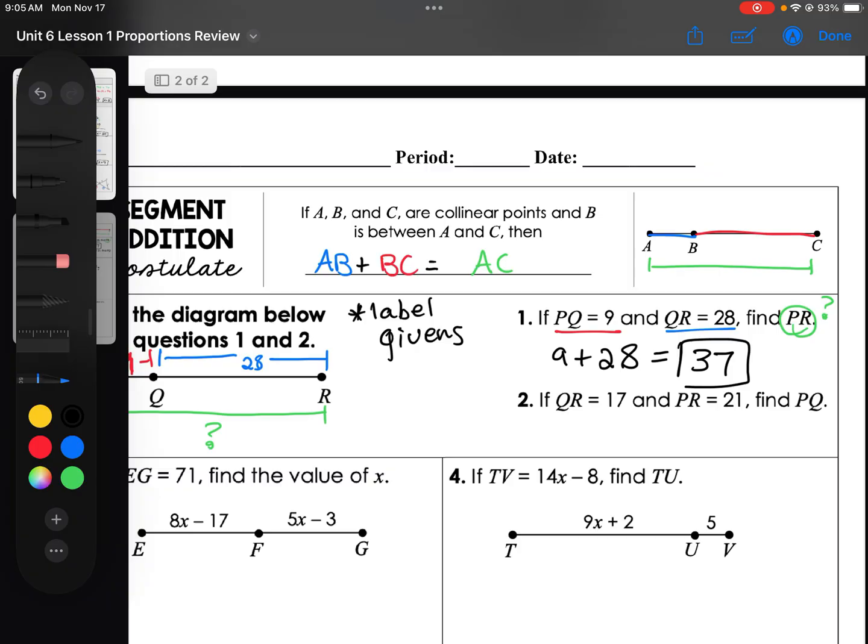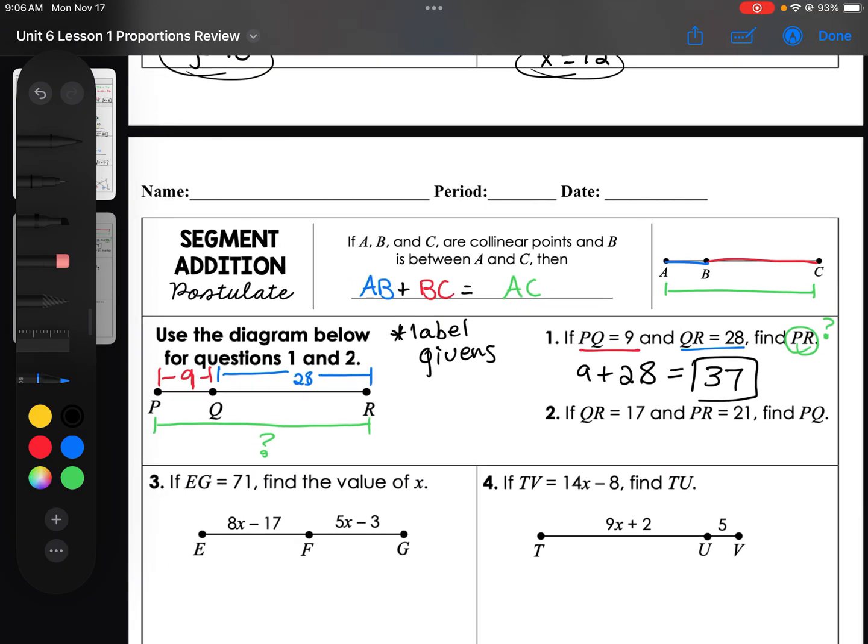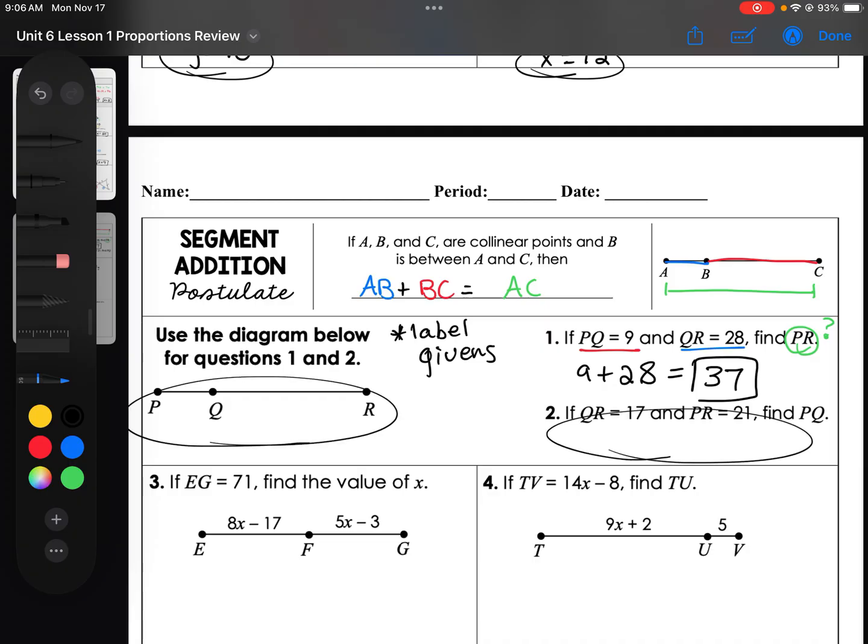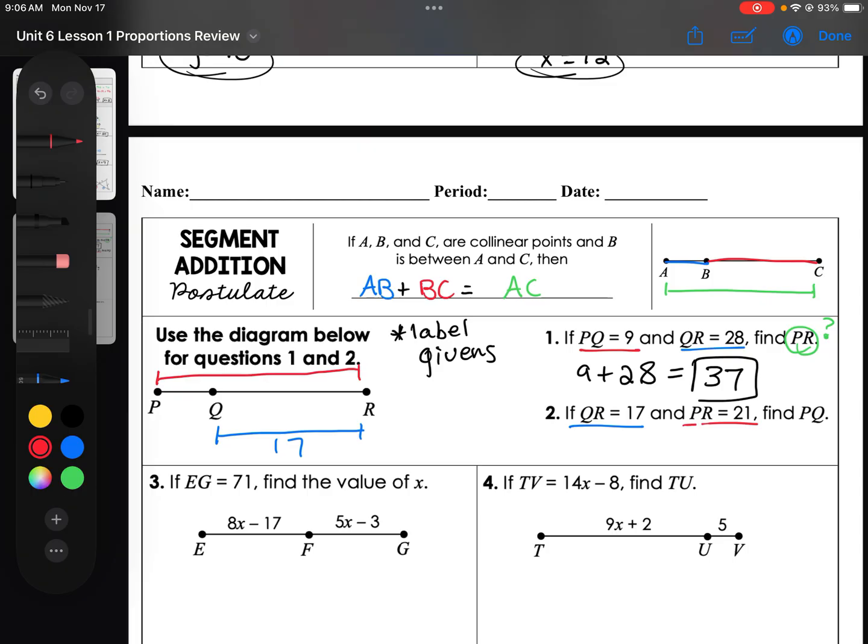Now, number 2 gives us a different set of numbers. So what I'm going to do here for number 2 is erase the markings that I have for the first one. If you don't want to erase yours, you can always redraw the line segment and then remark your pieces again. Okay, so in this one, they're telling us that QR is equal to 17. So there's 17. They're telling us that PR, the length is 21. So all the way P to R is 21. They want us to find PQ, this little piece here.